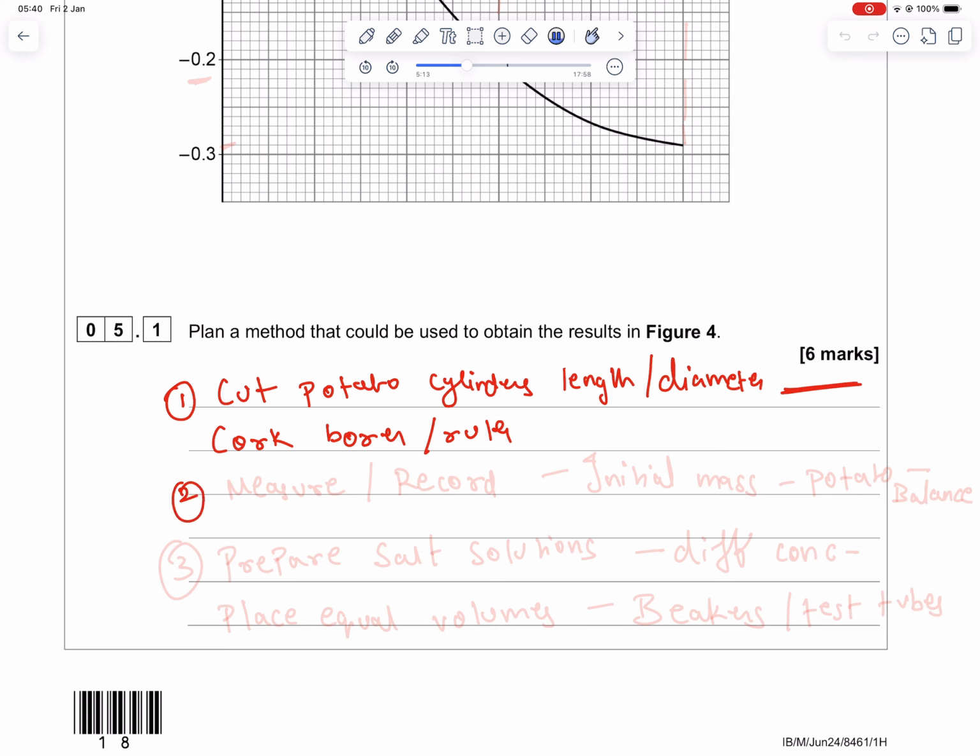Step two, you're going to measure and record. Just don't write measure. You have to use both these words, measure and record the initial mass. Yes, the initial mass of each potato piece. And how are you going to do that? By using a balance, a weighing balance. Now, 3 is you're going to prepare salt solutions.